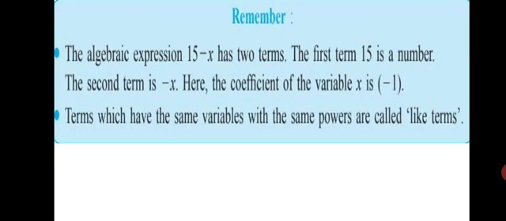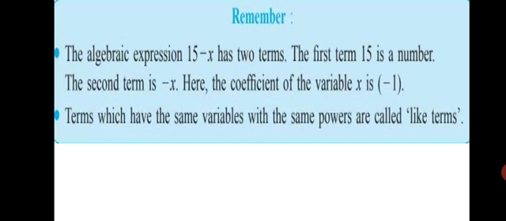Remember, the algebraic expression 15 minus x has two terms. The first term 15 is a number. So only a number also can be counted as a term. The second term is minus x. x is a variable. So here the coefficient of the variable x is minus 1. You can say that minus 1 into x is minus x.